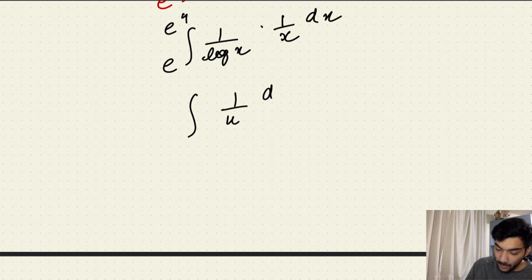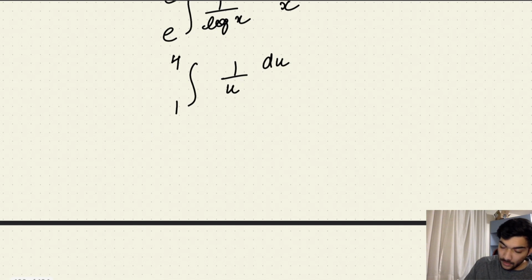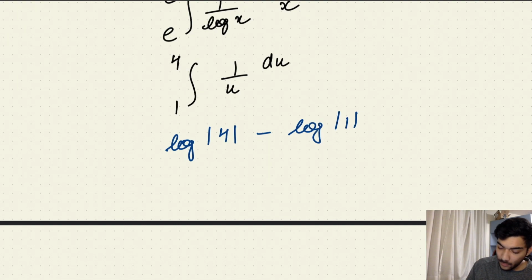So this would become 1 by u, 1 by x dx would become du, and the endpoints will be changed to u equals 1 to u equals 4. And we clearly know the answer: the integral of 1 by u is log of mod u. So it would be log of mod 4 minus log of mod 1.